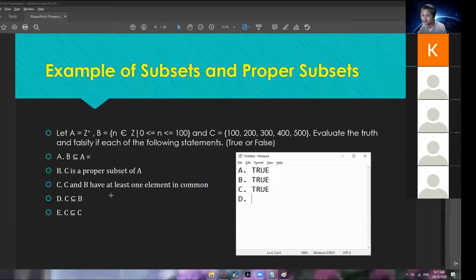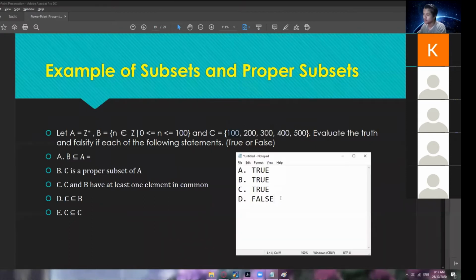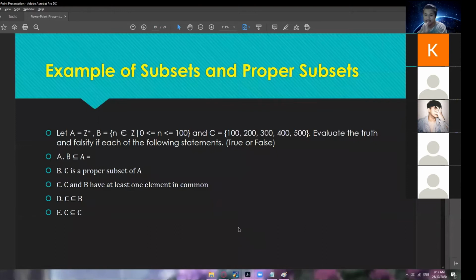Anyone? False. So this one is false. Kasi nga, wala naman tayong 200, wala naman tayong 300, 400, and then 500. So we only have 100, okay? So this one is not a subset of set B. How about letter E? C is a subset of itself. True. So any set is a subset of itself.